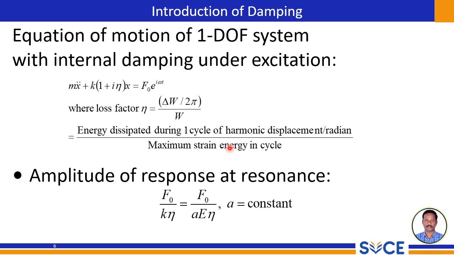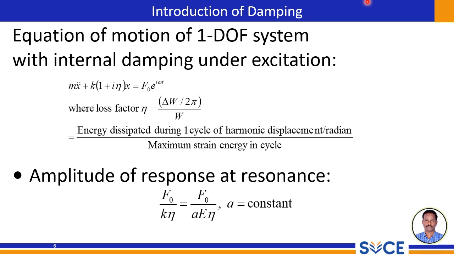We see that amplitude of response at resonance is proportional to F naught over k eta, or F naught over a eta, where a is a constant. This equation tells us that the amplitude of vibration at resonance is inversely proportional to the loss factor eta. In simpler terms, higher damping leads to lower amplitude vibration at resonance. This is a crucial component in vibration control.